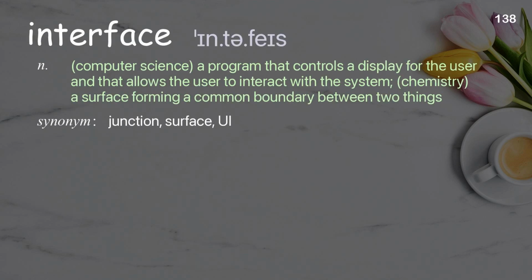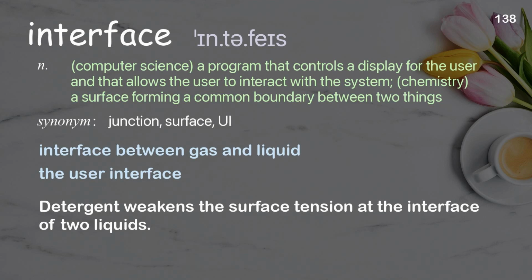Interface. Computer science, a program that controls a display for the user and that allows the user to interact with the system. Chemistry, a surface forming a common boundary between two things. Examples: Interface between gas and liquid. The user interface. Detergent weakens the surface tension at the interface of two liquids.